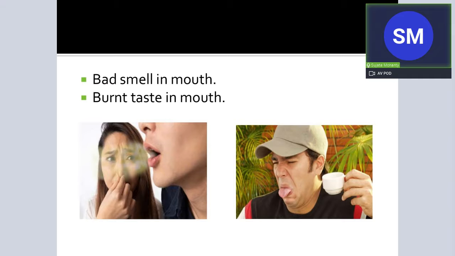And there is bad smell in mouth and burnt taste in mouth. Bad smell in mouth and burnt taste in mouth is the most characteristic of psoric patient. Burnt taste means like if we eat something burnt, that taste is called the burnt taste in mouth. So that is the characteristic of psoric patients.